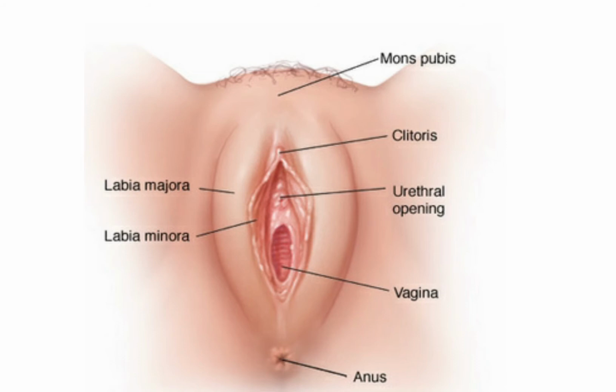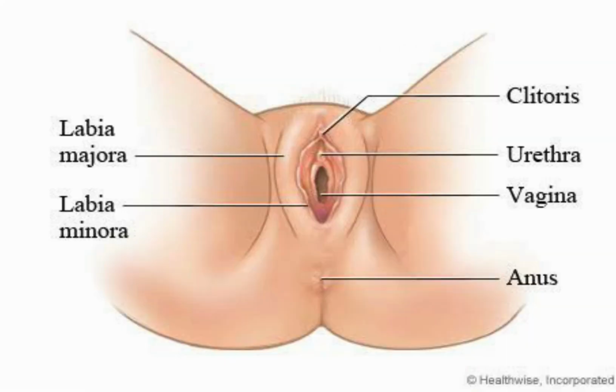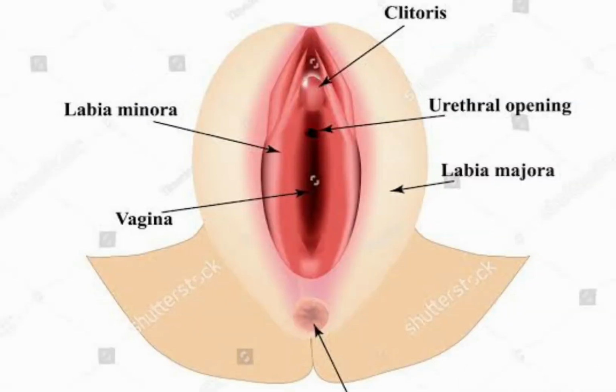The mons pubis is a cushion of fatty tissue that is covered by skin and pubic hair. The labia majora are the two folds of fatty tissue which extend down from the mons pubis and surround the vaginal opening. Just inside the labia majora are the labia minora, which enclose the vestibule that contains the tiny opening of the urethra as well as the large mouth of the vagina. The clitoris is a tiny finger-like structure which lies at the upper junction of the two labia minora above the urethral opening.